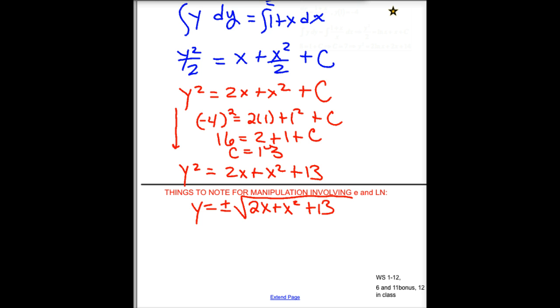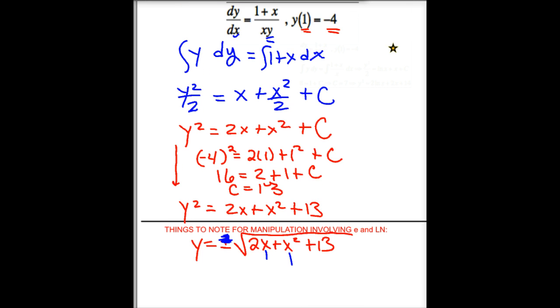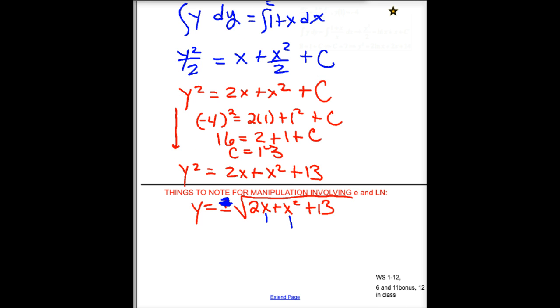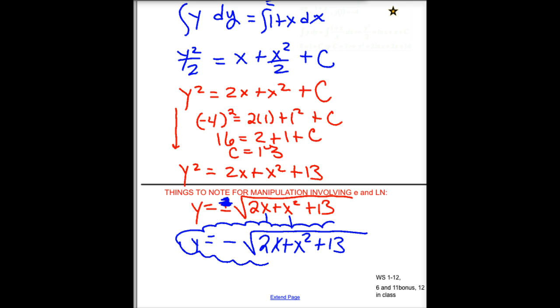And again, I let that initial condition help me out. When I put in a 1, which would be 2, plus 1, which is 3, plus 13, which is 16, I want to get a negative 4, according to the initial condition. It said up here that y of 1 is negative 4. So what that means is my answer is the negative square root of 2x plus x squared plus 13. This is called solving a differential equation by separation of variables.